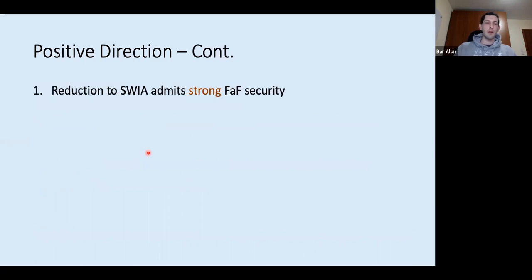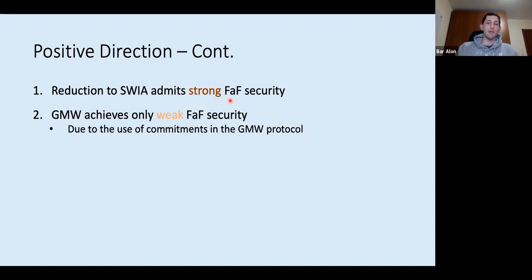So just a couple of notes. If you look carefully at this construction, this is actually a reduction to security with identifiable abort, because we don't actually care if the parties use GMW or not. And this reduction is actually strong FAF security. However, the entire protocol achieves only weak FAF security because of GMW. And the reason why GMW is only weak FAF security is because it uses commitments. If you remember, I gave the example about why weak FAF security doesn't imply strong FAF security. The main reason was the commitments.